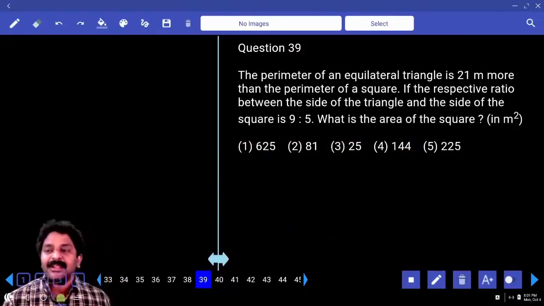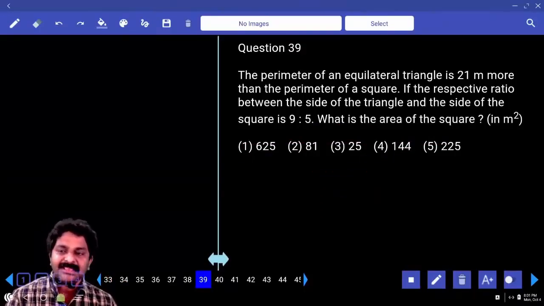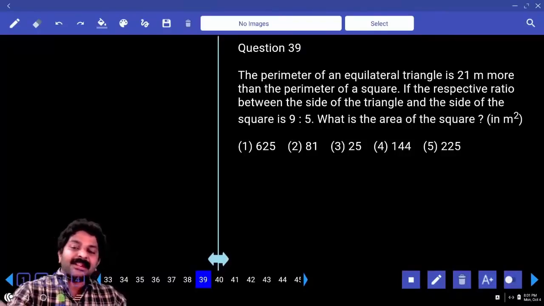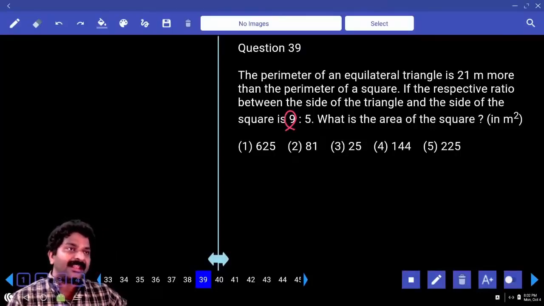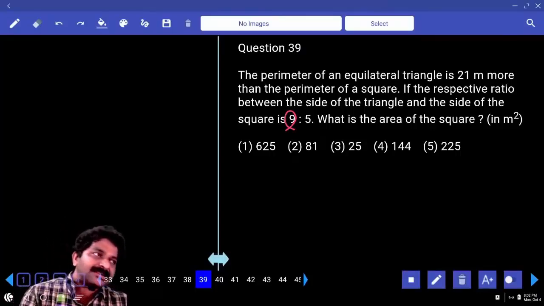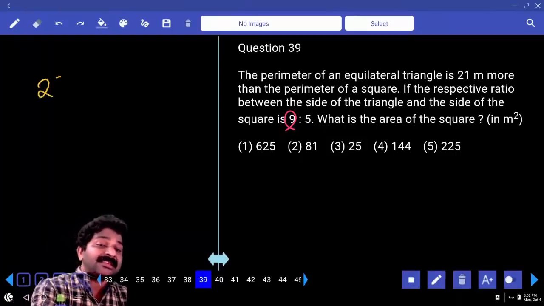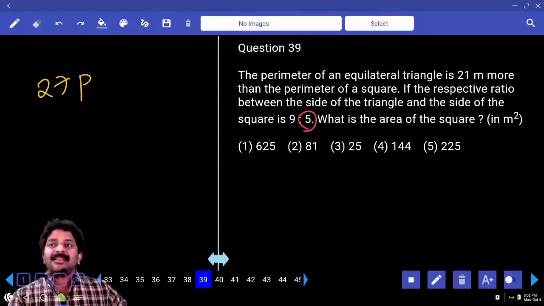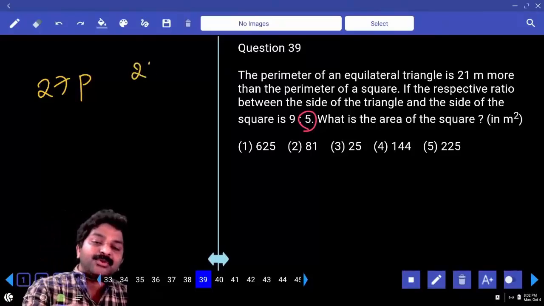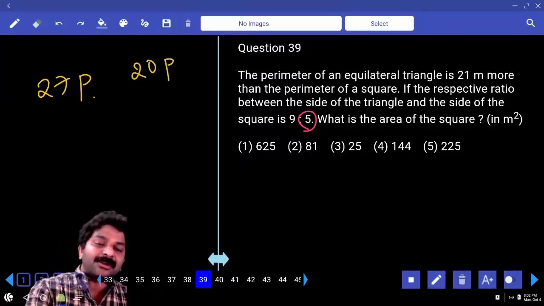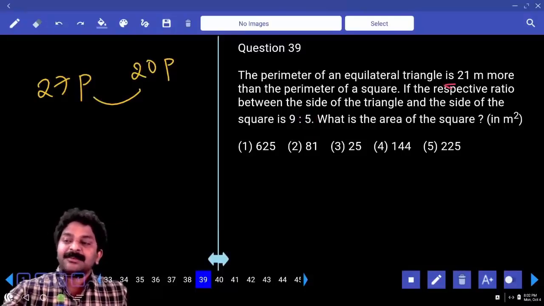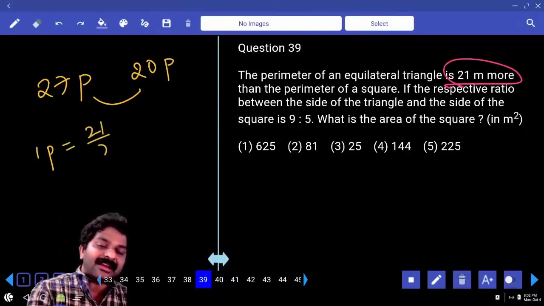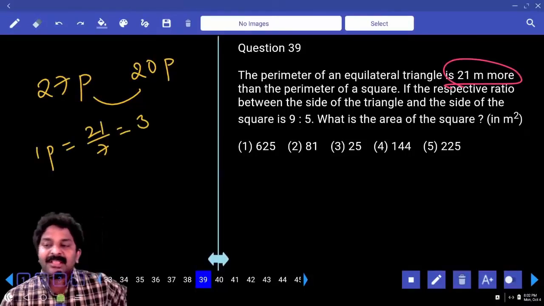The perimeter of an equilateral triangle is 21 meters more than the perimeter of the square. The respective ratio between the side of the triangle and the side of the square. Triangle side 9. Equilateral triangle, all 3 sides are equal, where each side is 9 parts. Then perimeter 9 times 3 is 27 parts. And the square side is 5. Perimeter of the square is 4 times 5. How much? 20 parts. Now the difference between both the numbers is 7 parts. In terms of a number, the perimeter difference is mentioned as 21, so 1 part is equal to 21 divided by 7, which is equal to 3.